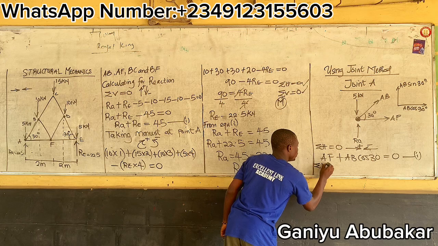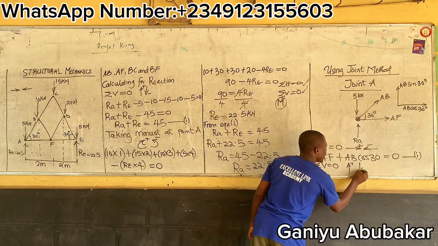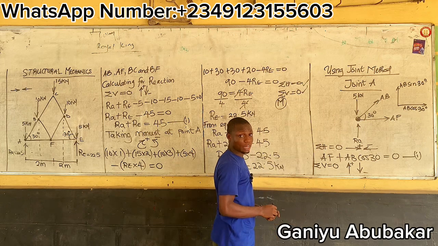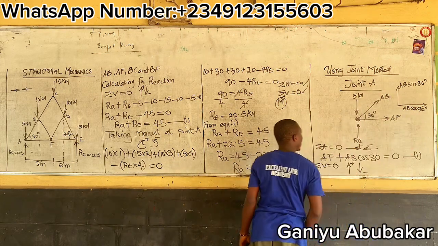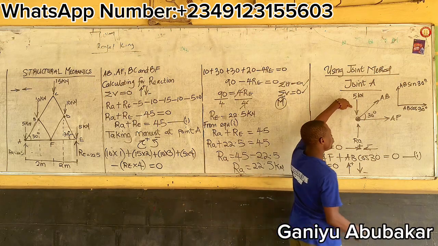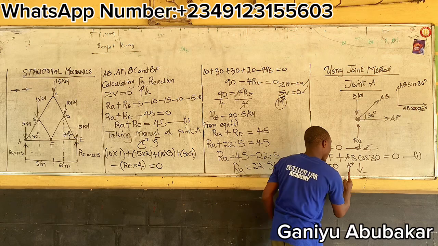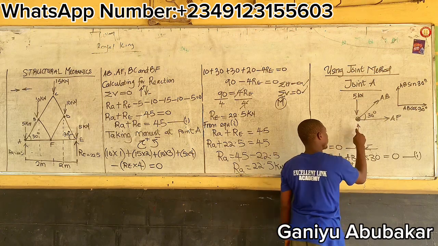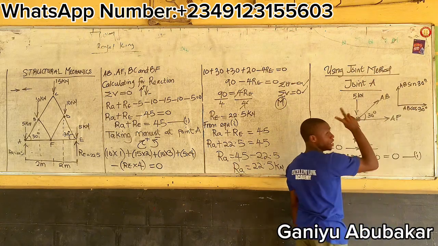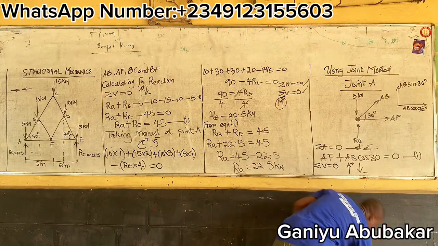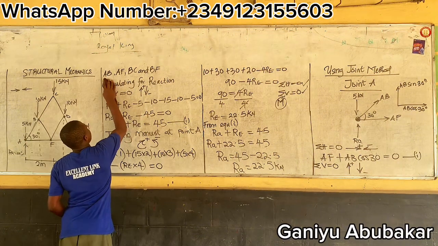Summation V is 0. Consider up as positive and down as negative. In this structure, which forces act up and down? How many are they? 1, 2, 3. This one acts up, this one is not acting upward. They're just 3. So put down the 3 down. I'll leave this one.